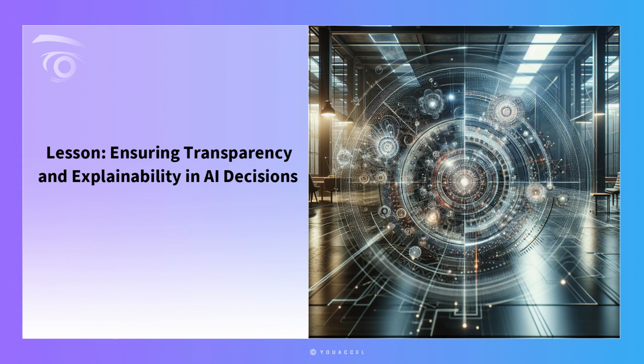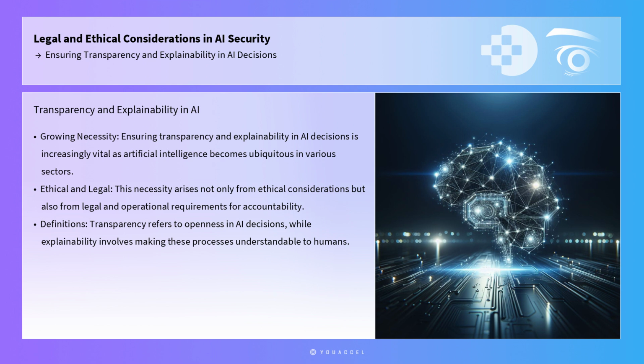Lesson: Ensuring transparency and explainability in AI decisions. Ensuring transparency and explainability in AI decisions is increasingly vital as artificial intelligence becomes ubiquitous in various sectors, from healthcare to finance and beyond. This necessity arises not only from ethical considerations, but also from legal and operational requirements, ensuring that AI systems are both accountable and trustworthy.